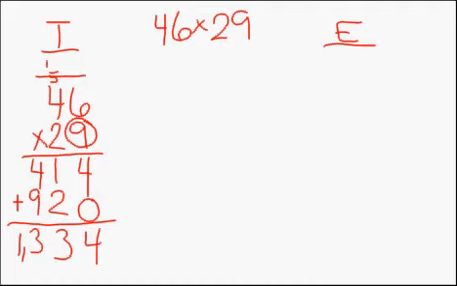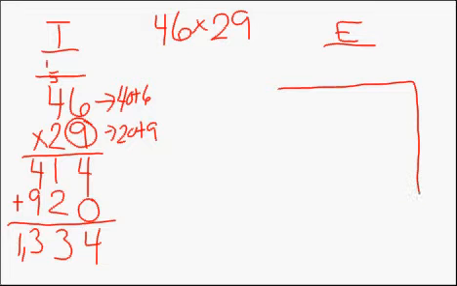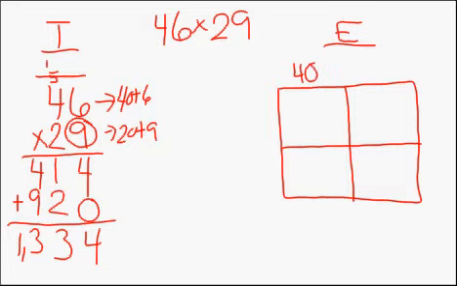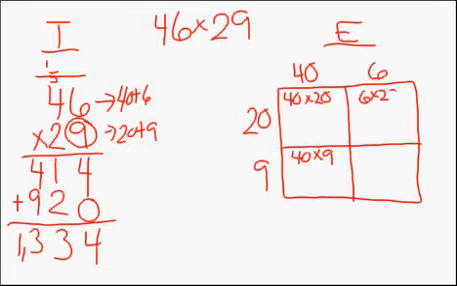1,334. Now the expanded way, remember we're taking that 46, this is 40 plus 6, and this is 20 plus 9. We're just going to put it around the box though. Sometimes it's easier just to draw the box first. Either way is fine. So the first one is 40 times 20. Second one is 40 times 9, 6 times 20, and 9 times 6. Any of those ways sort of work. You can flip these around, 9 and 40 you can flip around, and you can start wherever you want. It doesn't matter, because you're going to add them all anyway.